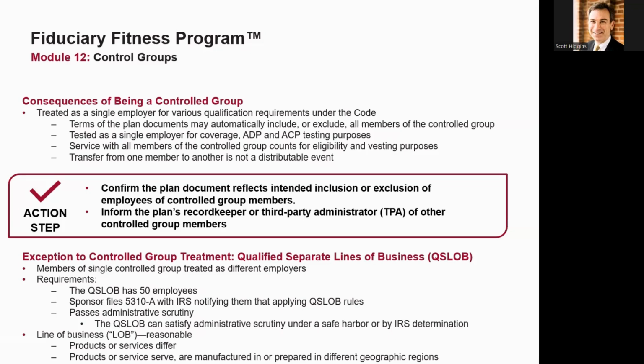that 80% of the group has to be covered. That's where it becomes difficult in eliminating some of these entities and trying to avoid being considered a control group. Service with all members of the control group counts for eligibility and vesting purposes. And transferring from one member to another control group is not considered a distributable event.